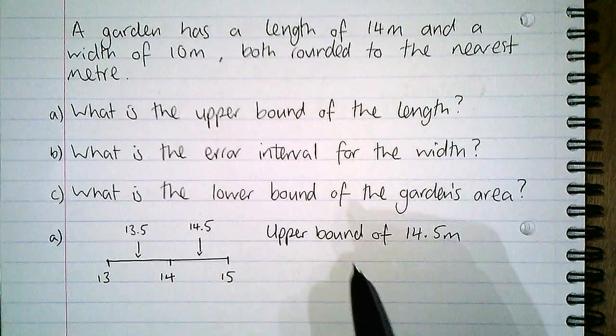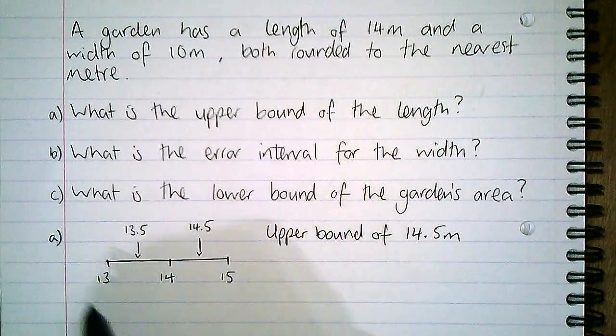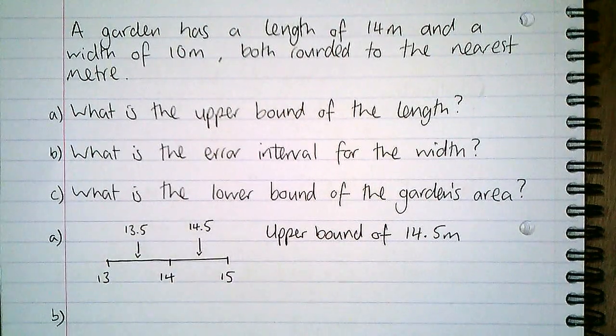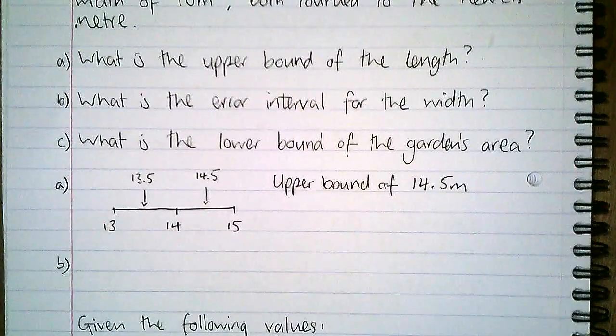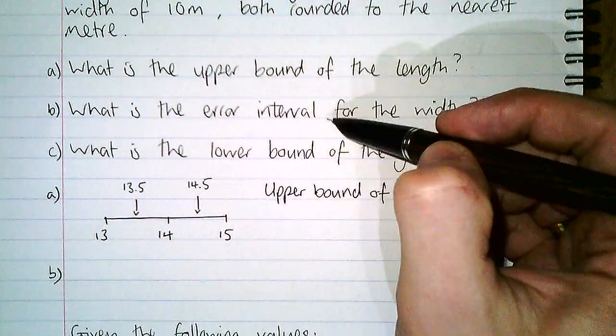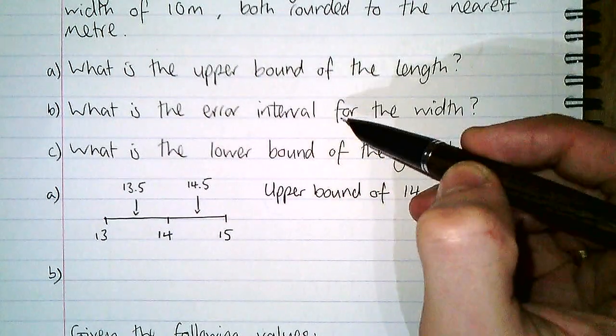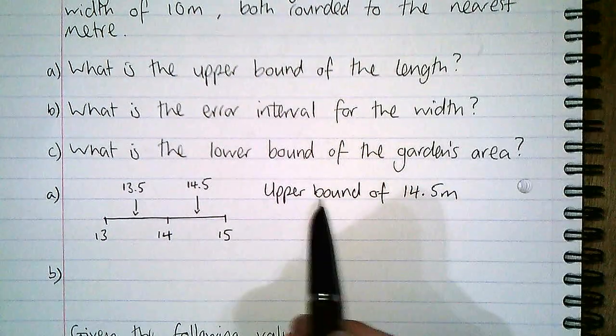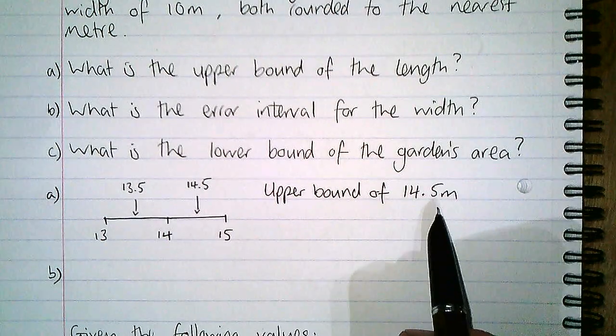So part B, it would like the error interval. Now I've mentioned this error interval once or twice. There's a specific way of writing it, and having an understanding of what these two different types of questions are, so the idea of just giving a bound or writing an error interval and what the examiner's looking for, are important. So here I just need to state the number. The upper bound is 14.5.